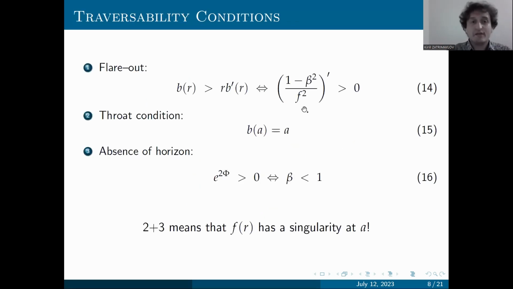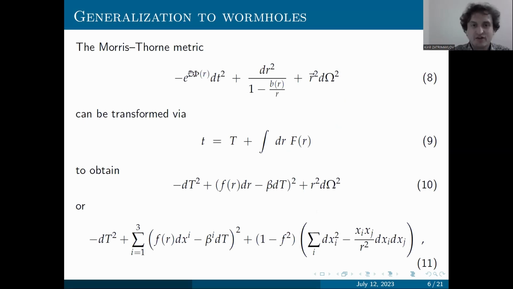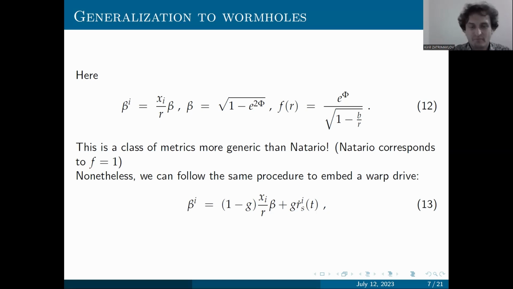However, then we also have to make sure the wormhole is traversable. So there is the flare-out condition, the throat condition, and the absence of horizon. The throat condition says that the expression in the denominator should become 0 at the throat, and the absence of horizon says that e to the power of 2 phi should never become 0. So basically, taken together, these two conditions mean that the form factor has a singularity at the throat.